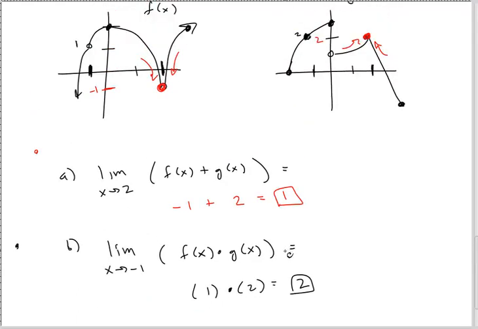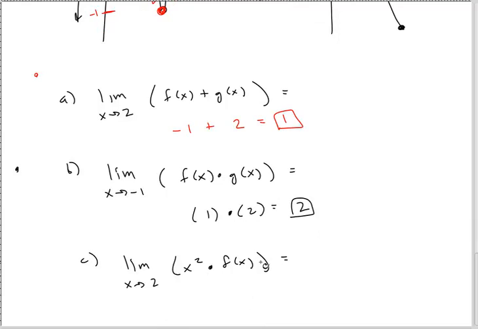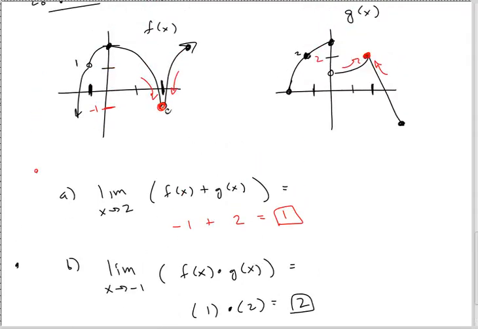And then another one: the limit as x approaches 2 of x squared times f of x. I need to apply this limit to both of these pieces. At 2, I'm going to be trying to hit this negative 1 height. Again, the limit on both sides goes to the same point. I know it was an open circle. I know that. That's not my point here.